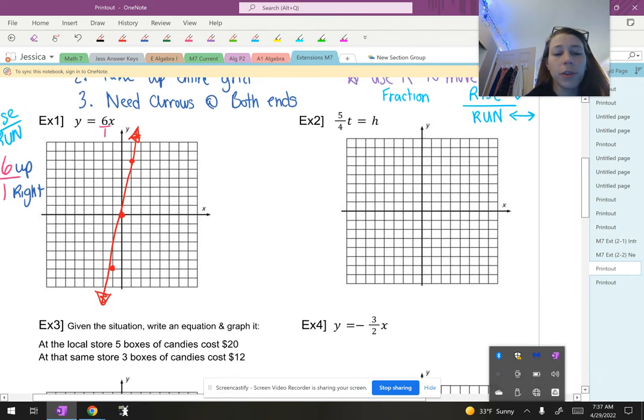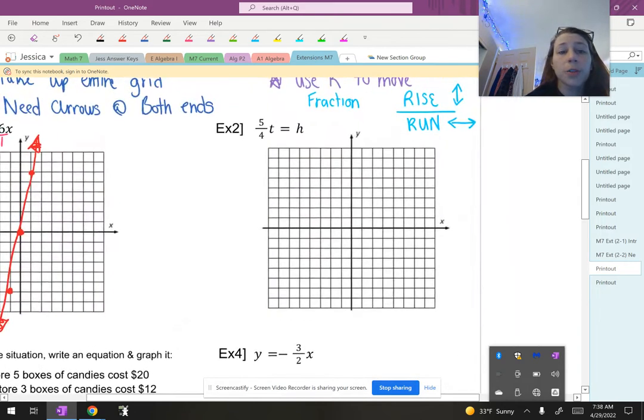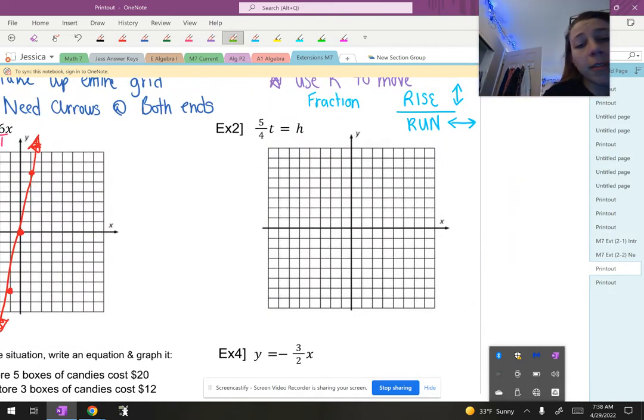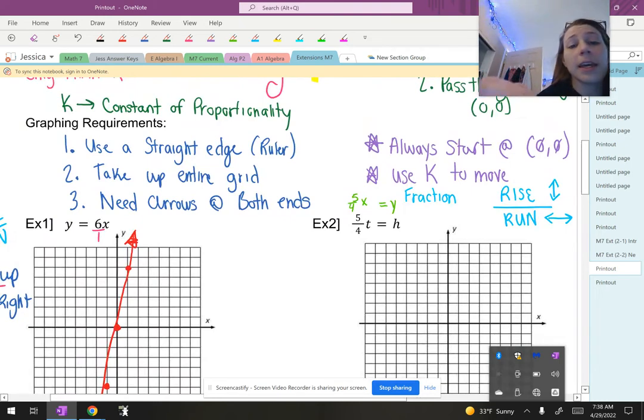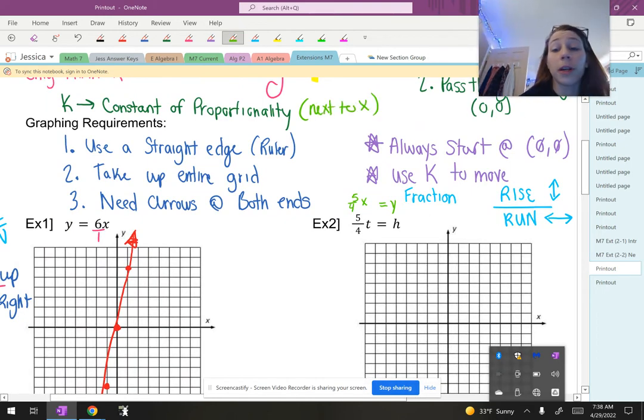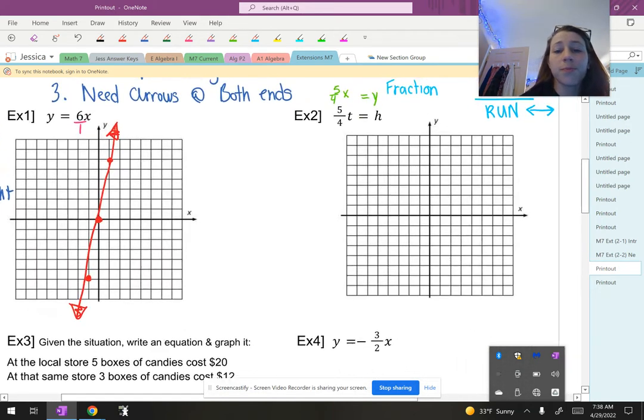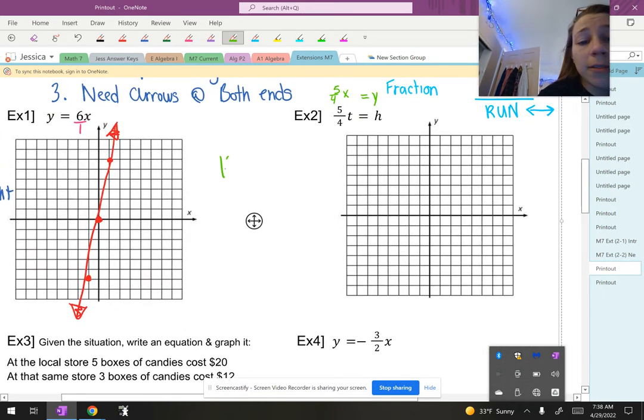Okay, moving onward. Example number 2. So here in this one, you can see that we have a different k value and we don't have y and x. That's okay. I can rewrite this as y equals 5 over 4x. It's okay to use different variables. We'll know that the k value is always next to the x. K, the constant of proportionality, is next to your x, or whatever your x variable is. All right, so my k value is equal to 5/4.